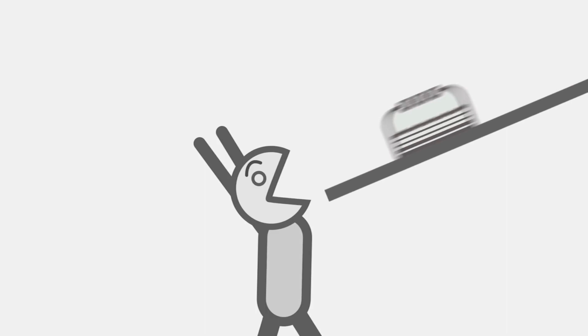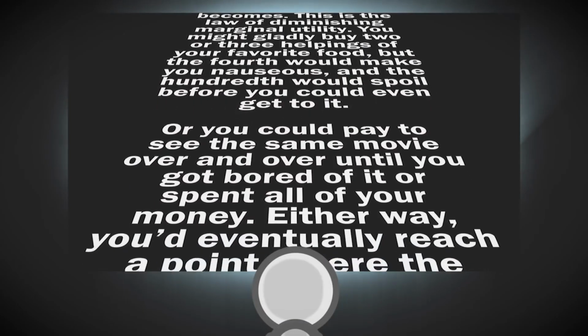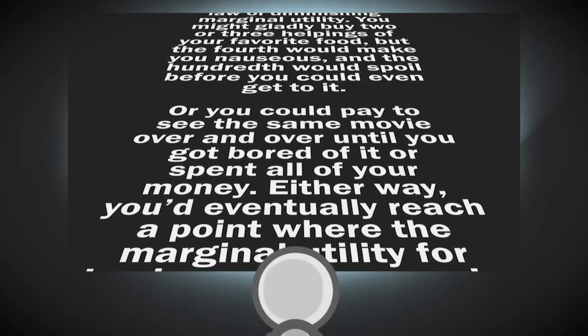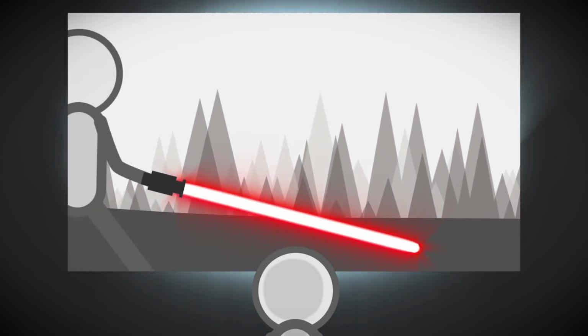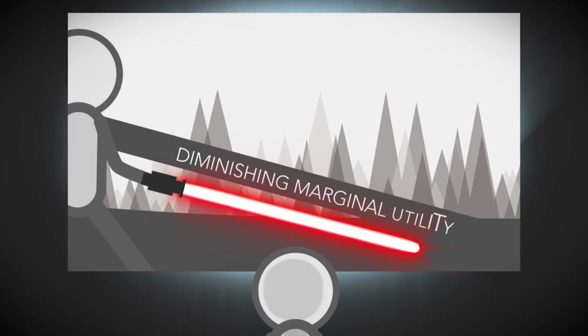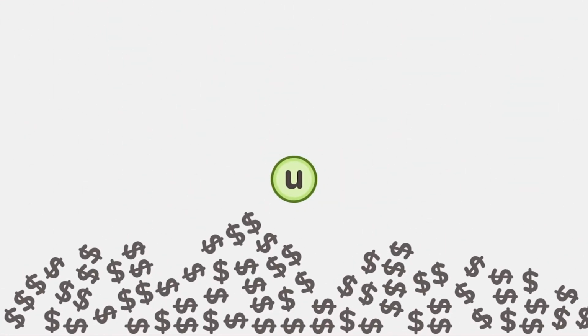You might gladly buy 2 or 3 helpings of your favorite food, but the 4th would make you nauseated, and the 100th would spoil before you could even get to it. Or you could pay to see the same movie over and over until you got bored of it or spent all of your money. Either way, you'd eventually reach a point where the marginal utility for buying another movie ticket became 0.